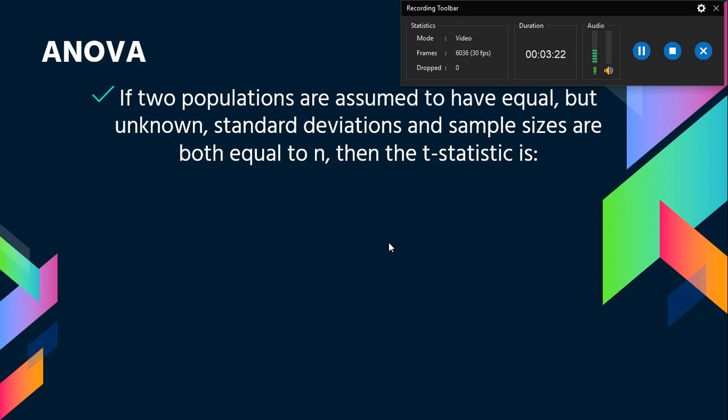If we're comparing two populations, we usually assume that they have equal but unknown standard deviations, and that the sample sizes are also the same, of size n. If this is the case, we run our t statistic as follows. Normally, when you assume that the populations are the same, we would subtract the differences, and then of course we would pool because we're assuming that the standard deviations are the same.